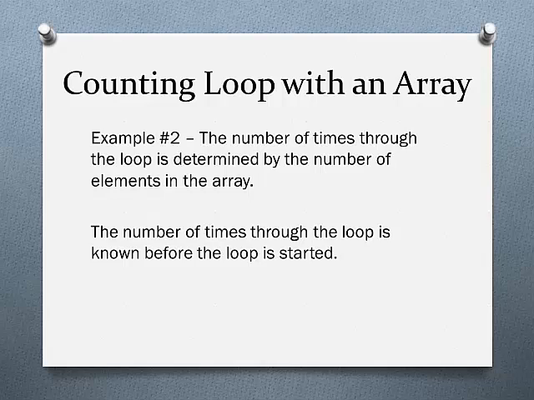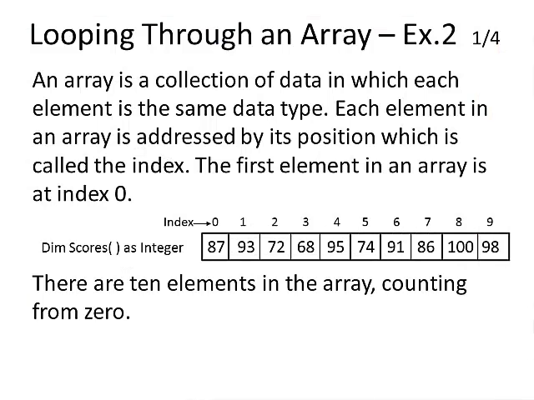In the second example, I'm actually using the data in an array. This time, the number of times through the loop is going to be determined by the number of elements in the array. An array is a collection of data in which each element is the same type. In this case, it can either be all integers, all doubles, all decimals, it could even be all characters. Arrays start at index 0. In this example, I have 10 elements in the array, going from 0, 1, 2, 3, 4, 5, 6, 7, 8, 9. That makes 10 elements, starting from 0.